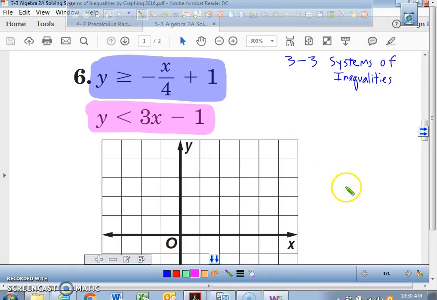Now, these are easy. Why? Because they're already in what form? Slope-intercept form. But you're right. I know what you meant.